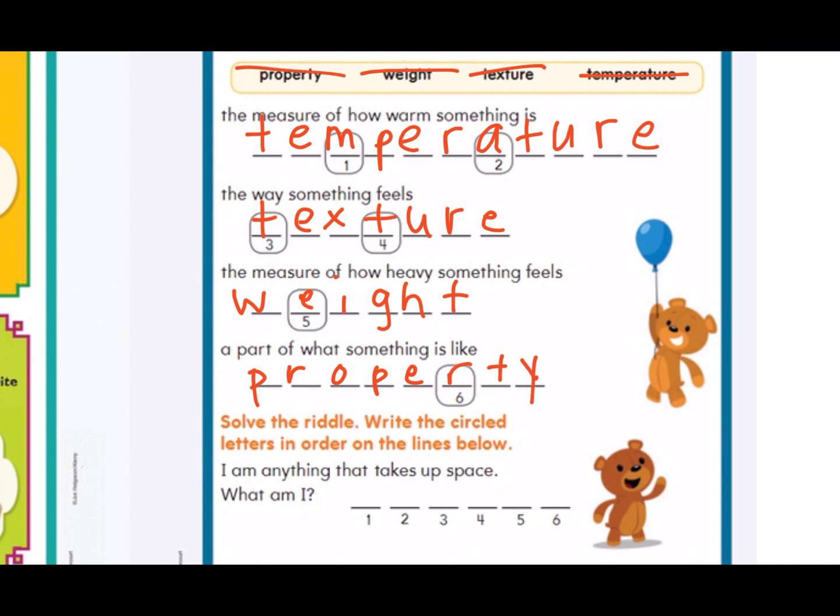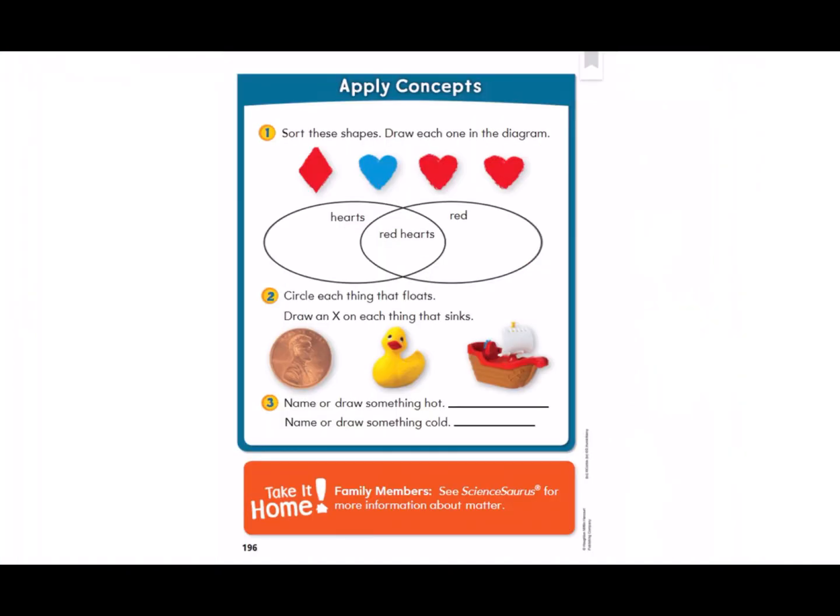Okay, so solve the riddle. Write the circled letters in the order on the lines below. I am anything that takes up space. What am I? Okay, so the number 1 is an M. The number 2 is an A. 3 and 4 are the letters T. 5 is an E, and 6 is an R. So it's matter.